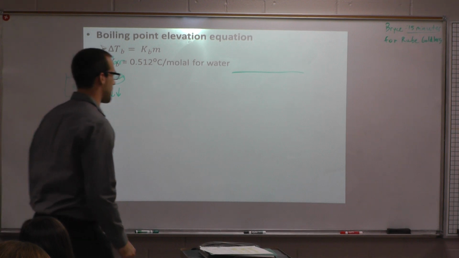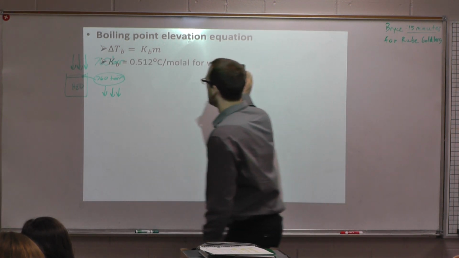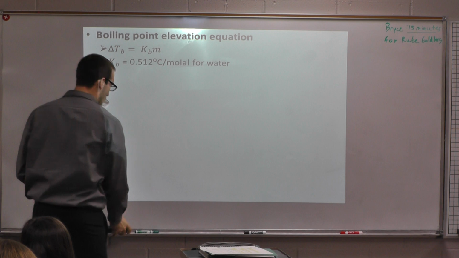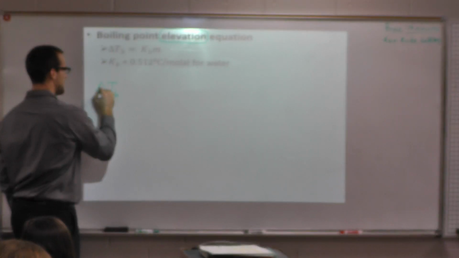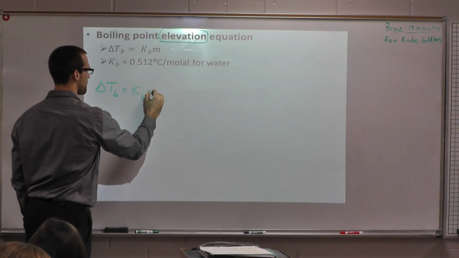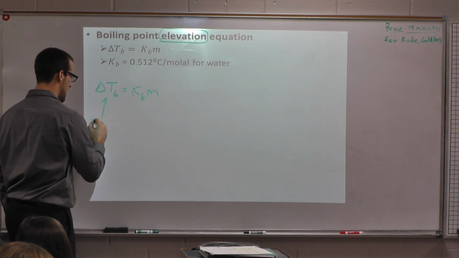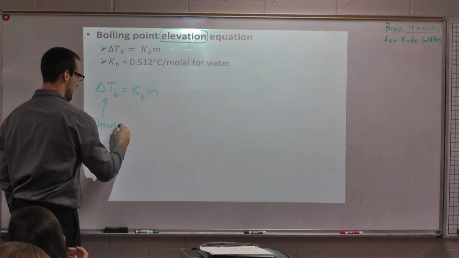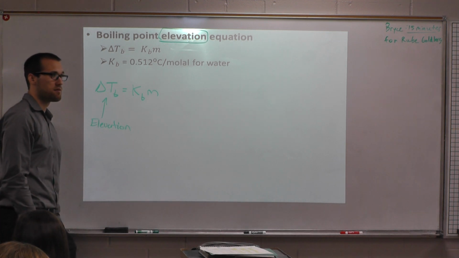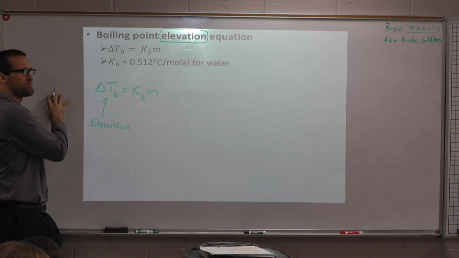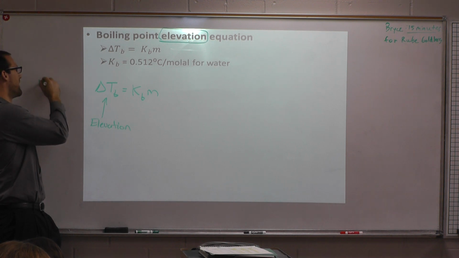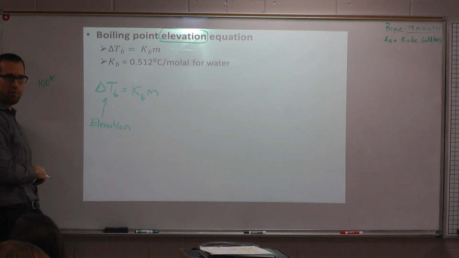All right, some math here. This is called the boiling point elevation equation. I want to make this very clear that change in TB is your elevation. It's not your boiling point. So if I have pure water, what temperature does pure water boil at? 100 degrees Celsius, right? That's when water boils.